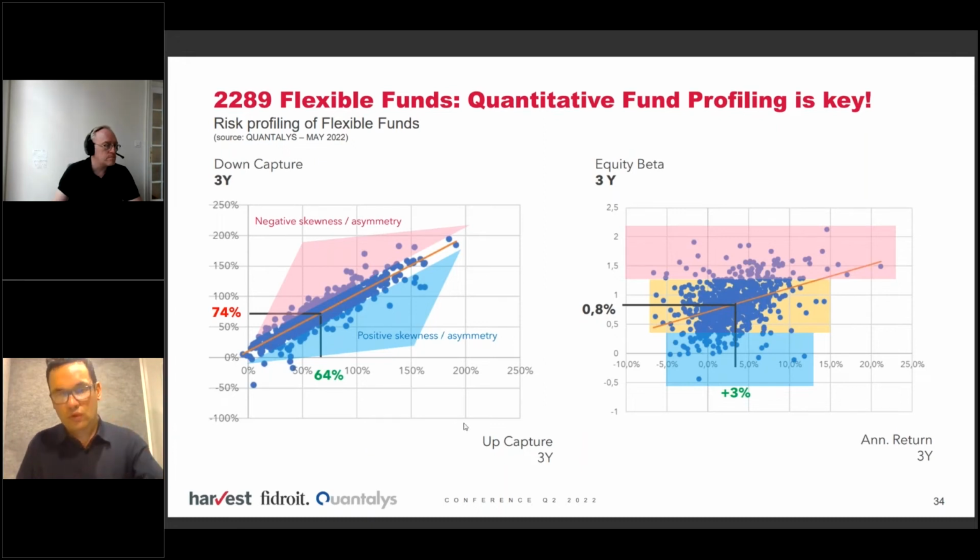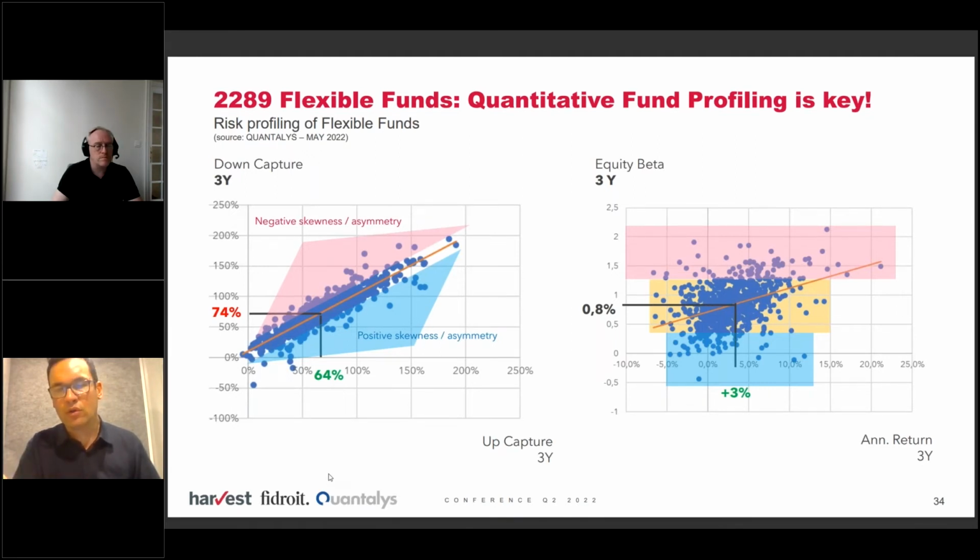But this graph clearly shows you that in red you have negative skewness for the worst flexible funds, certainly too aggressive, capturing too much of the down and a lot of the up also. Very interesting to see in blue the flexible funds who are able to show positive asymmetry, capturing more when the market is up and less when the market is down. But there is another way to split this universe.